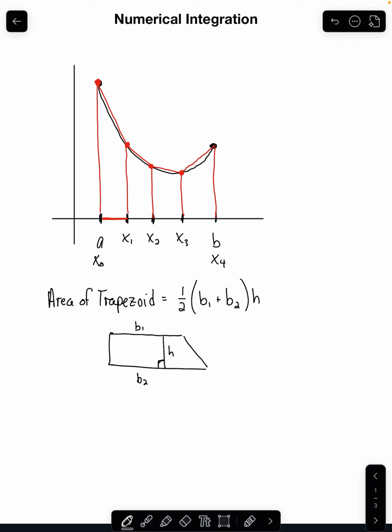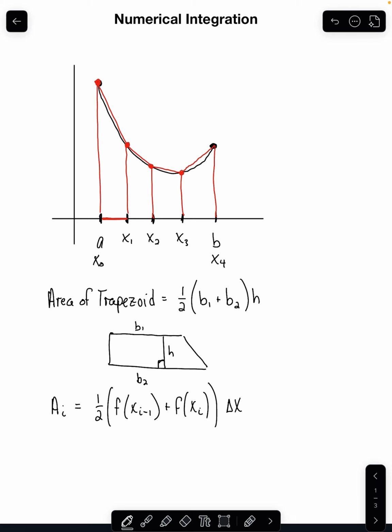In terms of the function and the trapezoids drawn in the function, the area of the ith trapezoid would be 1/2 times the sum of the two parallel sides. The two parallel sides are the y value at the left endpoint and the y value at the right endpoint. And the distance between them is delta x. This would be the area of the ith trapezoid.